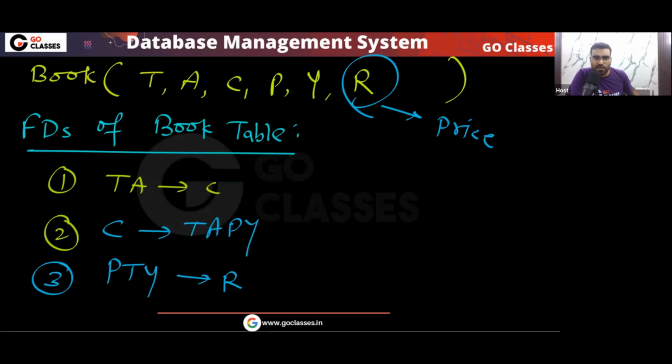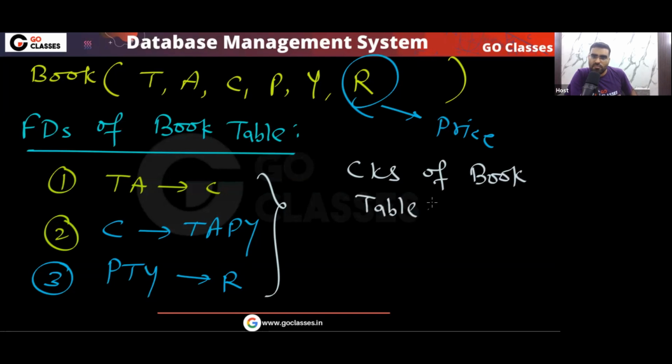Now you tell me. Once you have these FDs of the book table, what are the candidate keys of the book table? Is there any attribute which is not on the RHS? Here, these are the attributes. Which attribute is not on the RHS? Every attribute is on the RHS. Now let's find out all the candidate keys.